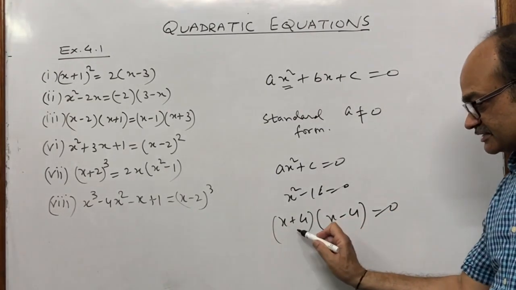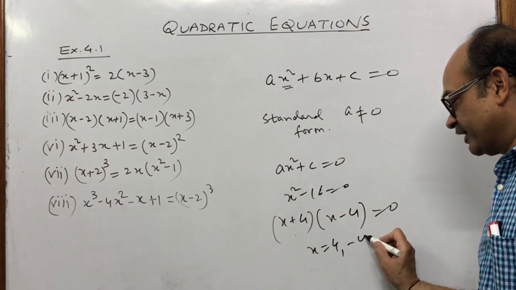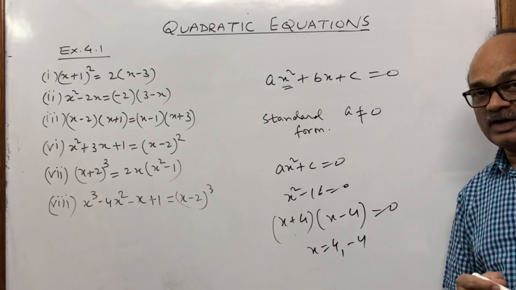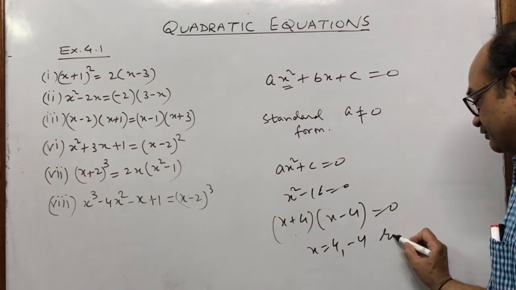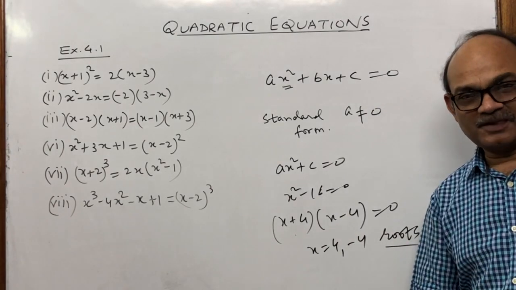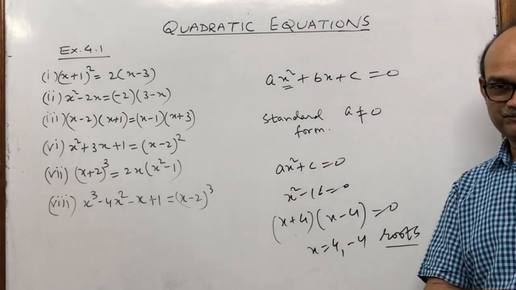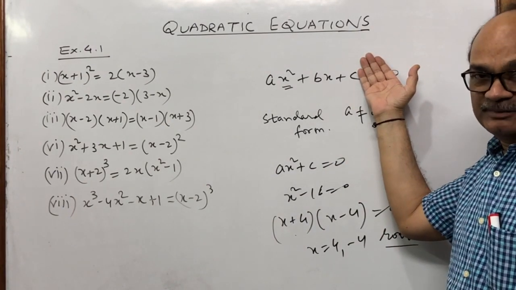Now what are the answers? Compare with 0. What we are getting? x equal to 4 and minus 4. These two answers are said to be roots of this quadratic equation, जिसको हम छोटी क्लास में क्या बोलते थे? आंसर आ गया. अब क्या बोलेंगे हम उसको? रूट्स. In quadratic polynomial, the zeros of the polynomial.